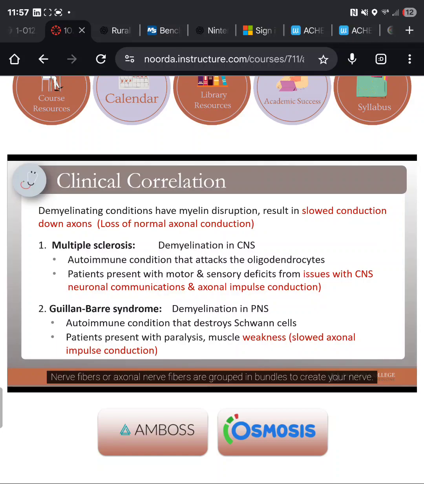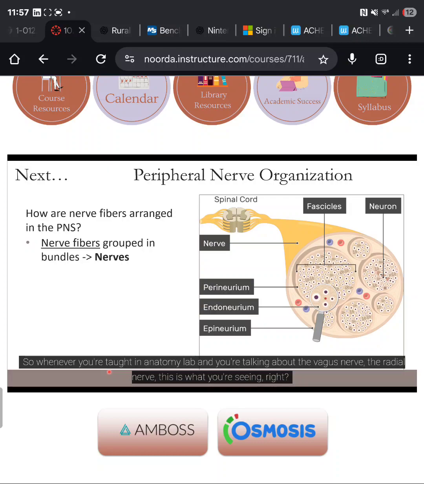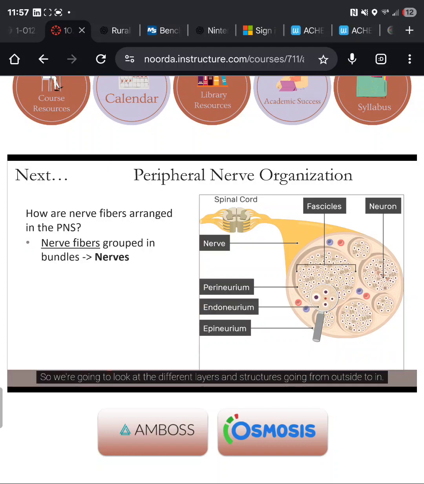Next, how are nerve fibers arranged in the PNS? Axonal nerve fibers are grouped in bundles to create your nerves. So whenever you're talking in anatomy lab about the vagus nerve or the radial nerve, this is what you're seeing. We're going to look at the different layers and structures going from outside to in. The outermost covering of the nerve is your epineurium. Epi means outermost, like epidermis. The epineurium is this tannish gray outer covering here.